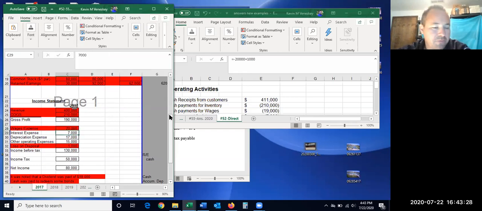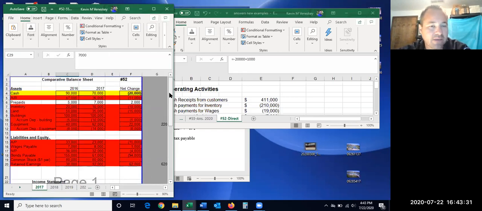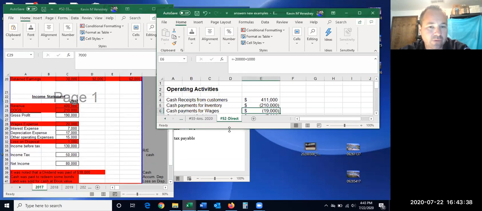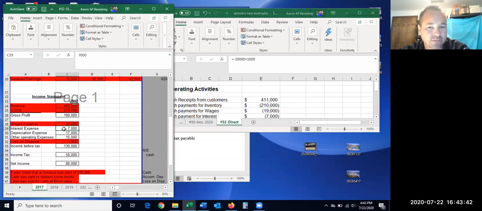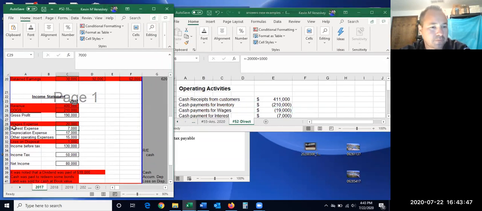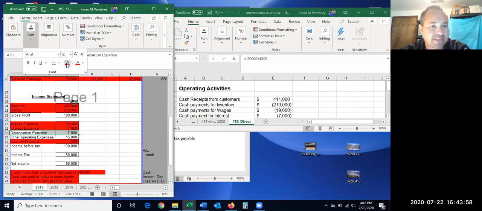Interest. I come up to my balance sheet. I don't have any interest items that are payable. So whatever I have here as an expense, that's how much I actually paid. That one is really easy. Cash payment for interest, 7,000. So we can mark out the interest expense. Remember, we can skip right on through depreciation. That never affects cash, and we don't need to adjust for it in any way.